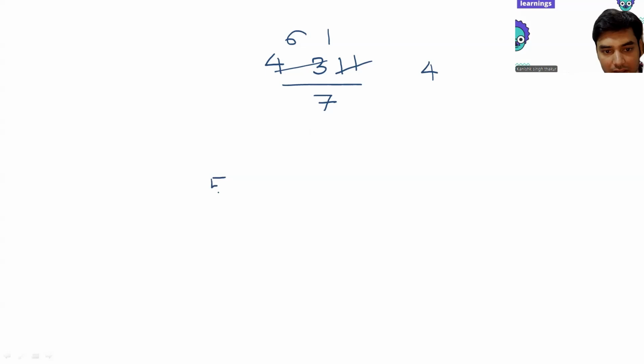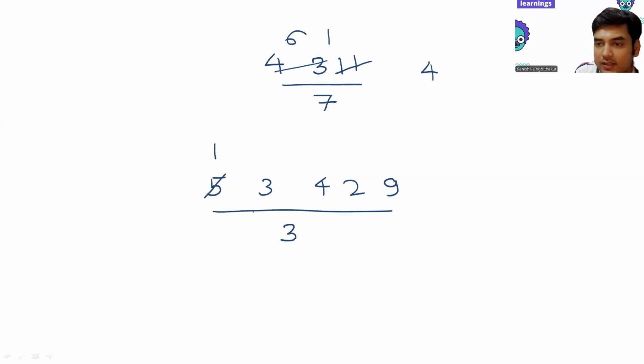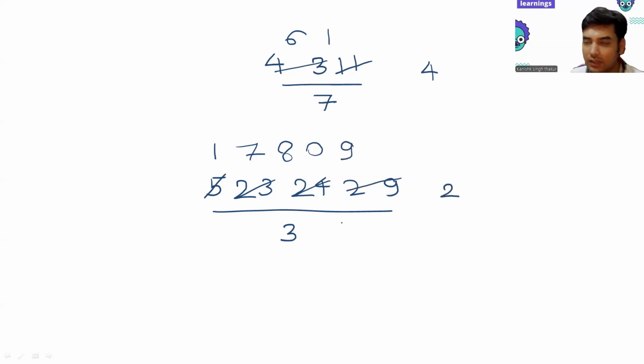Suppose I have 53429 divided by 3. How will I do this? I'll do 3 1 times, that gives me 3. Then 2 is left. So this 2 I'll write with the next number. Then 3 7 times gives me 21. I have again 2 left. So this 2 I'll write with the next number. 3 8 times gives me 24. I'll put a 0 because the numbers are fully gone. And then 3 9 times gives me 27, and then 2 is the remainder. So this is how we do the division.